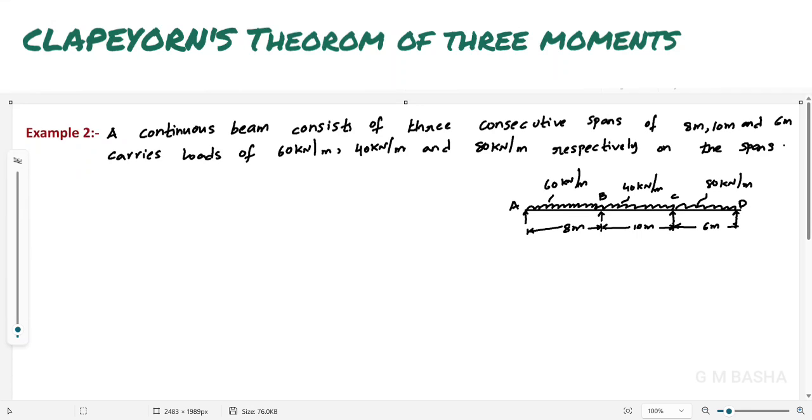In this lecture, I would like to explain another example based on Clapeyron's theorem of three moments. See here, a continuous beam consists of three consecutive spans of 8 meters, 10 meters, and 6 meters, and carries loads of 60 kilonewton per meter, 40 kilonewton per meter, and 80 kilonewton per meter respectively on the spans.